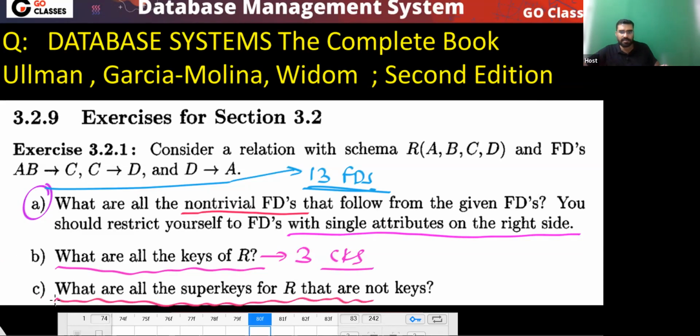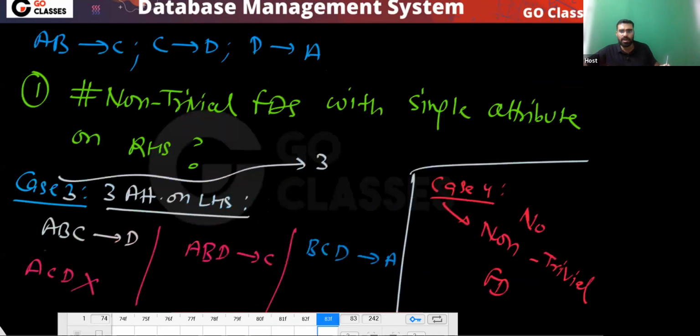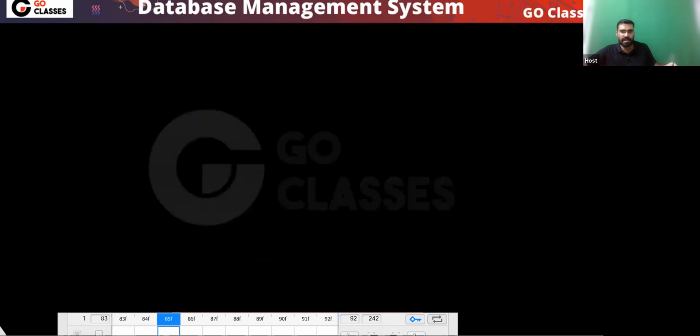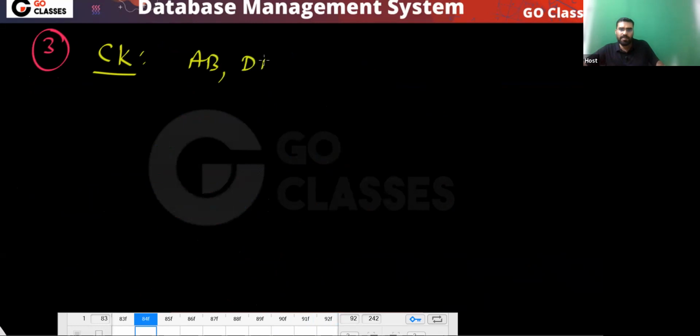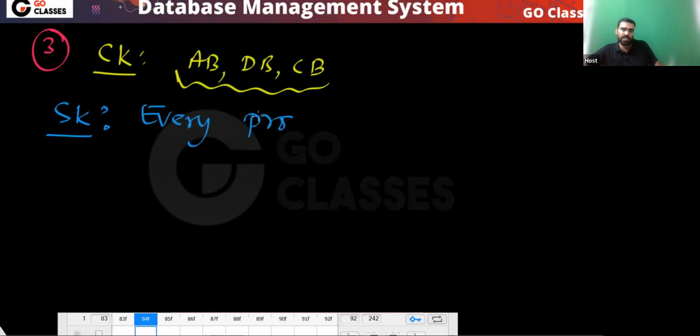What are all the super keys that are not keys? Remember your keys are AB, DB, CB. If you see the third question, remember your candidate keys are AB, DB, CB. Actually, you can think that every proper superset of B is a super key. Agree or not? Every proper superset of B.